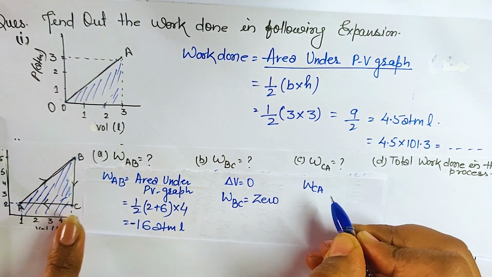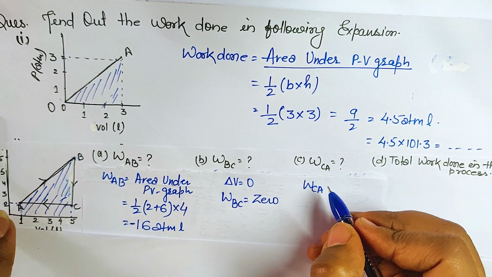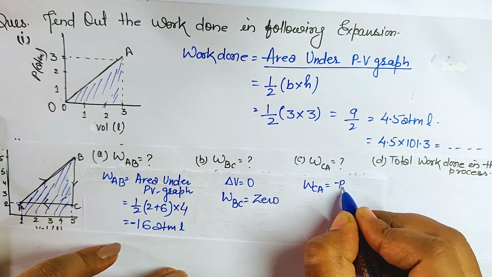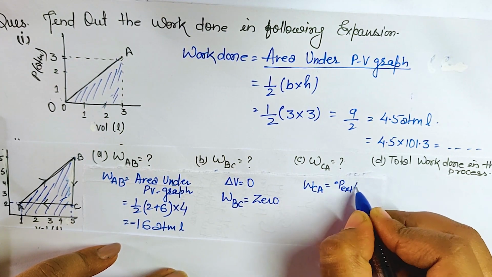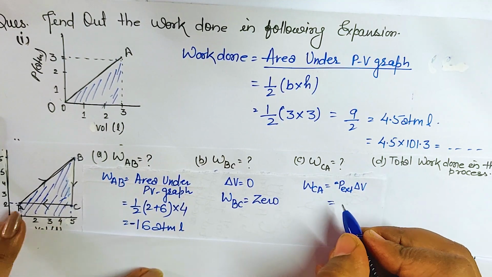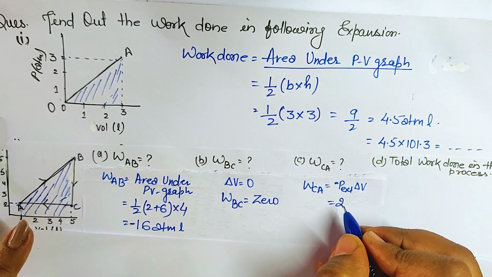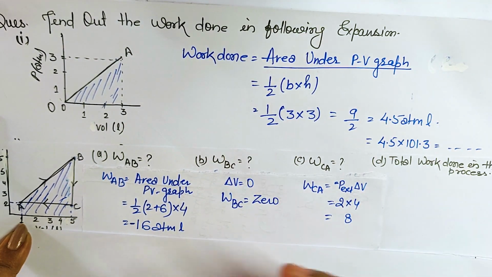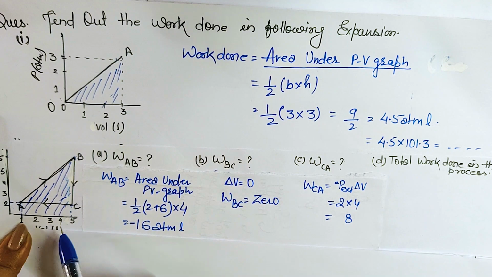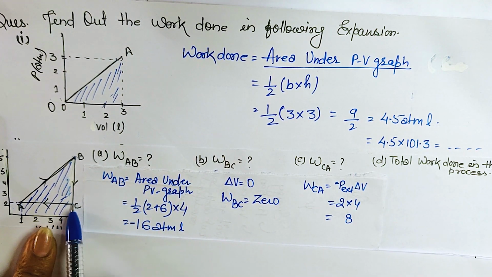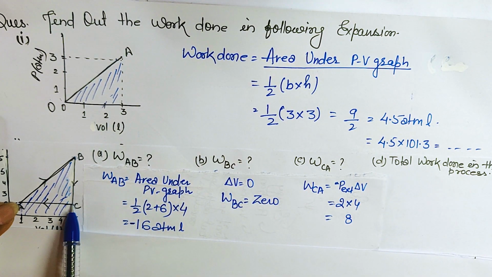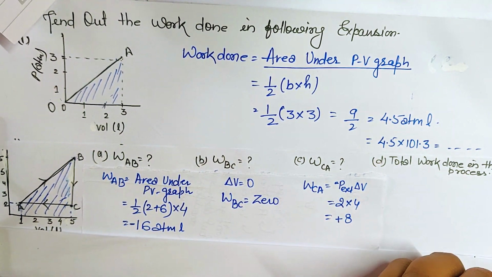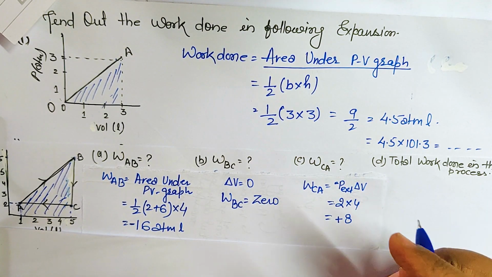Now the third one is W_CA. So CA is here to here, and we can see that the pressure is constant, isn't it? So we can use this formula, minus P delta V. P external is 2 over here, and delta V is 5 minus 1, that is 4. So this is 8. Will it be positive or negative? Tell me fast, because earlier it was 5 and now it is 1. So there is a contraction. So contraction means work done is positive, isn't it? Clear? So we can write this.